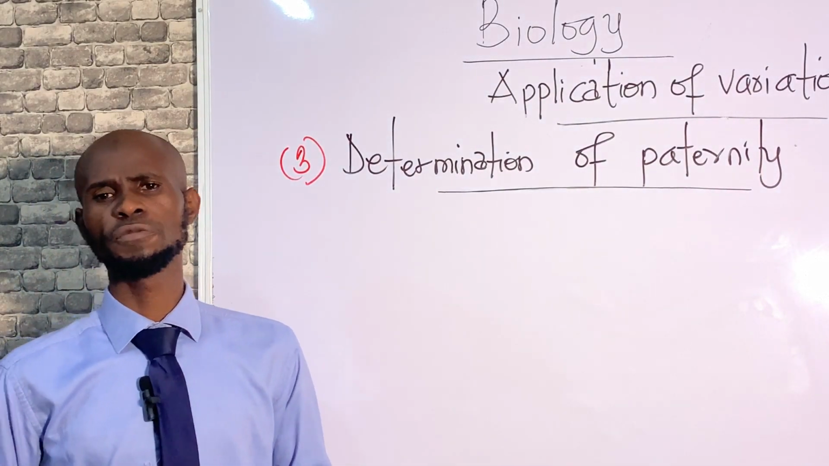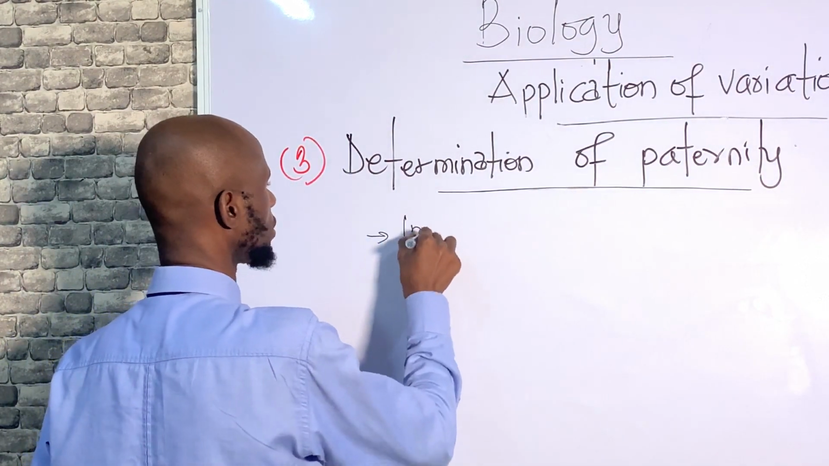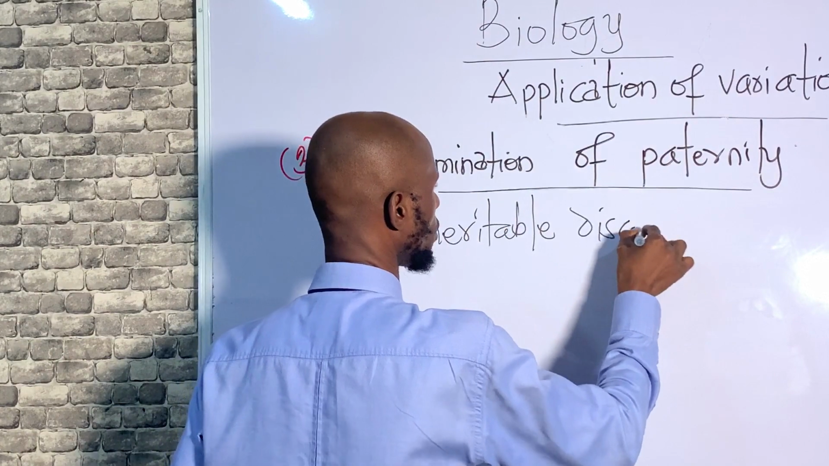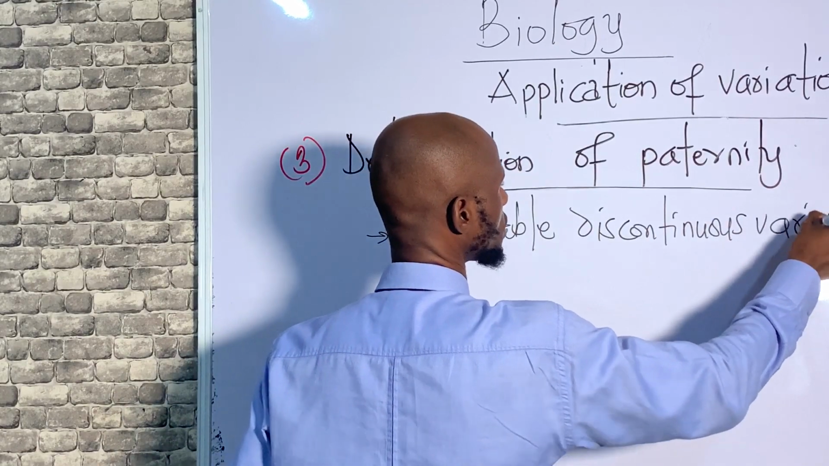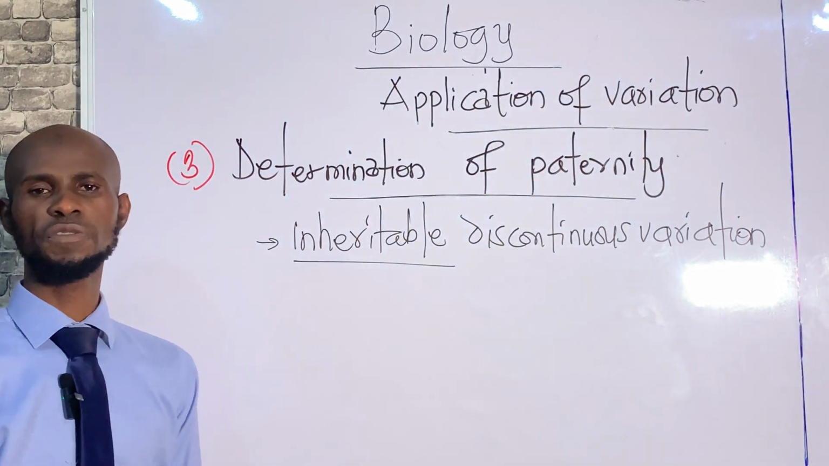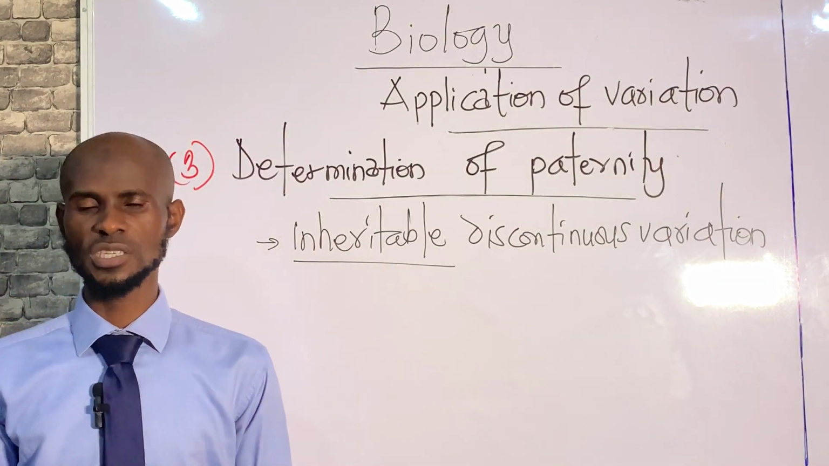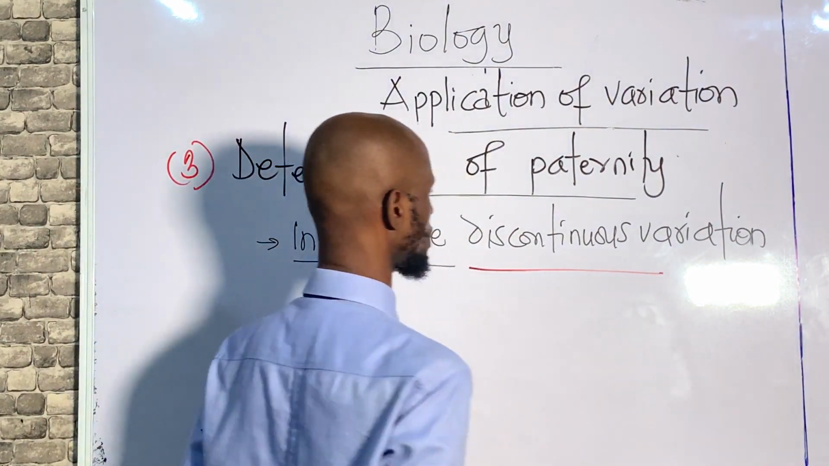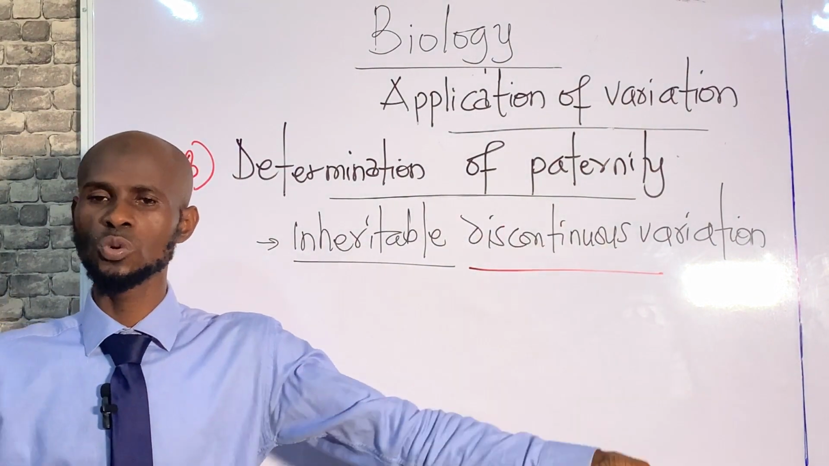So, in this type of application, we use what is called inheritable, discontinuous variation. Inheritable means it must be transferable. It has to be the character that can be transferred from one person to another person. And the second condition is that it has to be discontinuous. And discontinuous means there is no gradation or transition between two extremes.